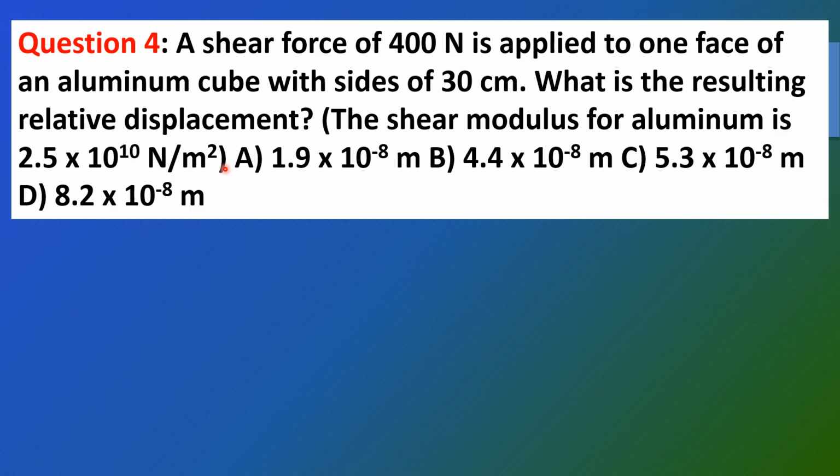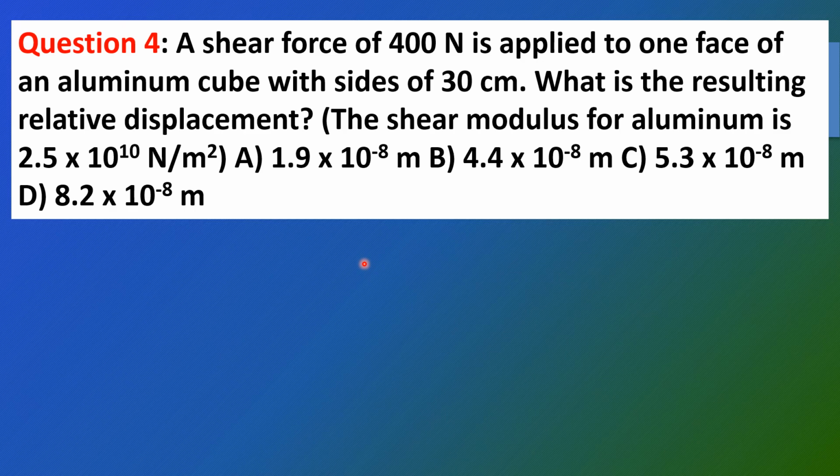Choices are letter A, 1.9 times 10 to the negative 8 meters. Letter B, 4.4 times 10 to the negative 8 meters. Letter C, 5.3 times 10 to the negative 8 meters. Or letter D, 8.2 times 10 to the negative 8 meters.